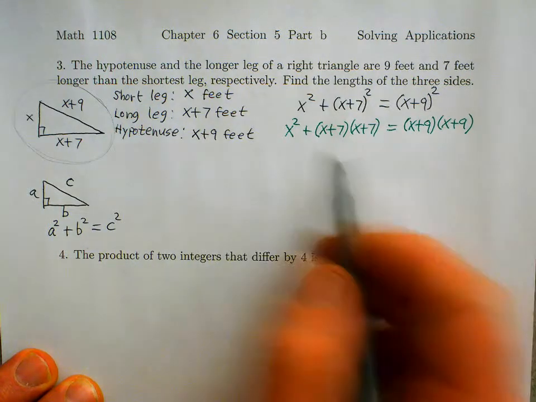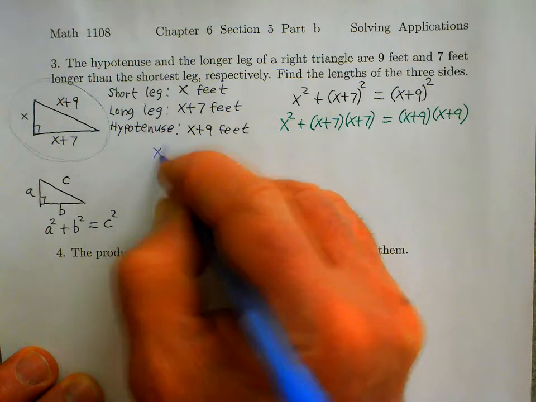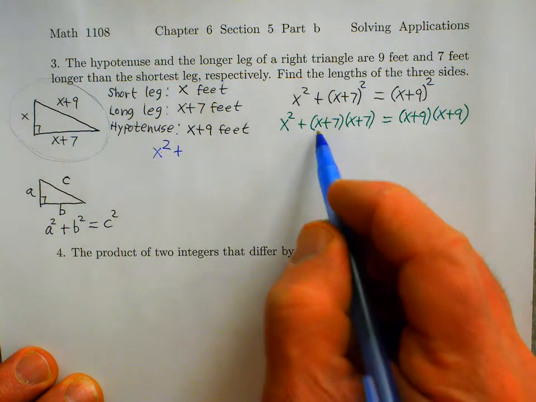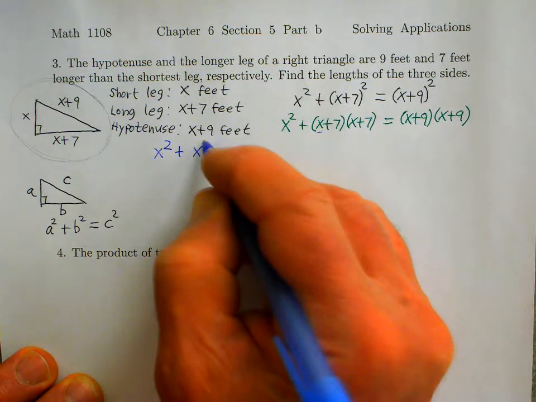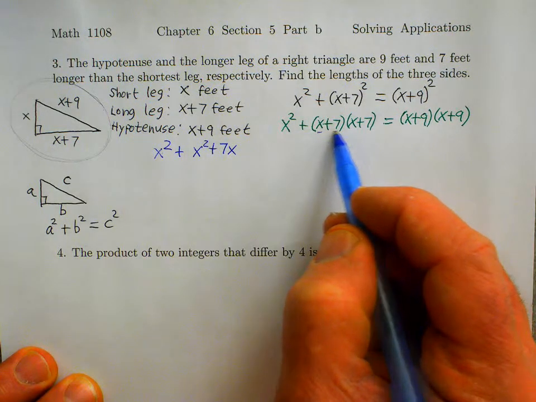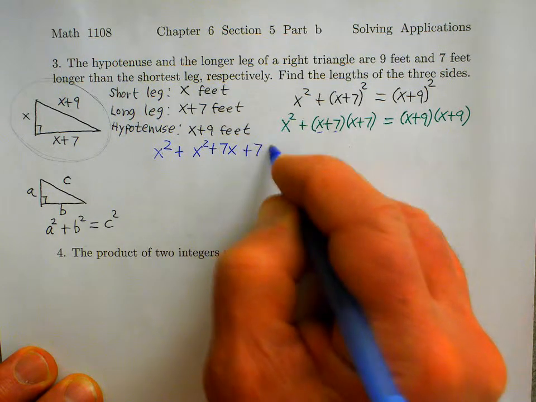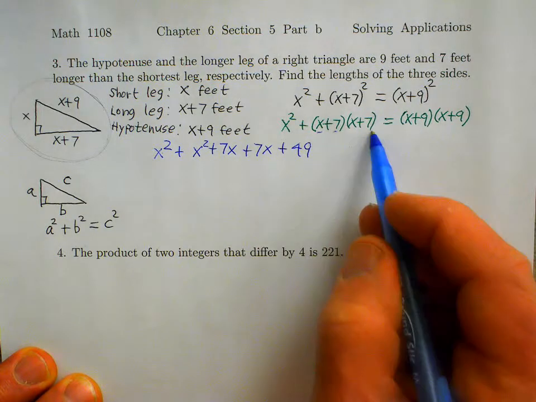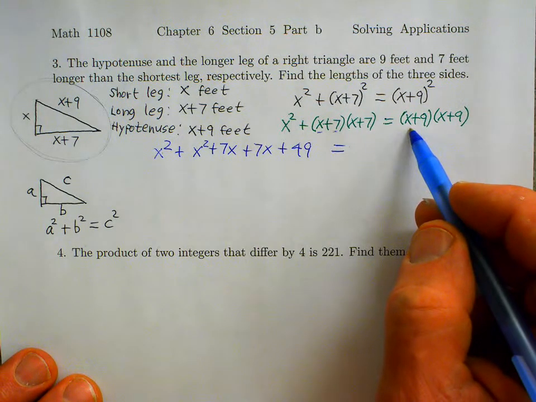Okay, so continuing, we get x to the second, and when we multiply x plus 7 times x plus 7, we multiply x times the binomial x plus 7, so we get x to the second plus 7x. And then we multiply 7 times the binomial x plus 7, so we get plus 7x plus 49, because 7 times 7 is 49.